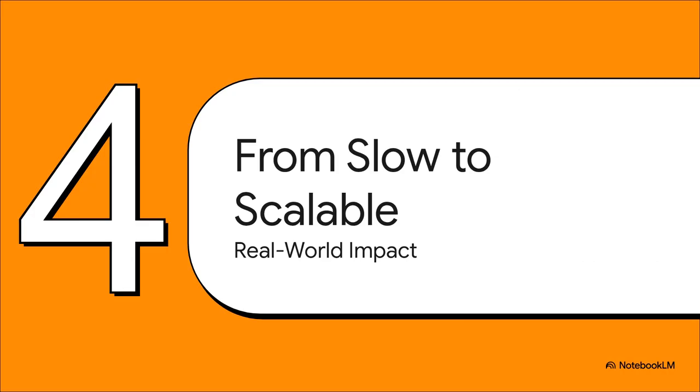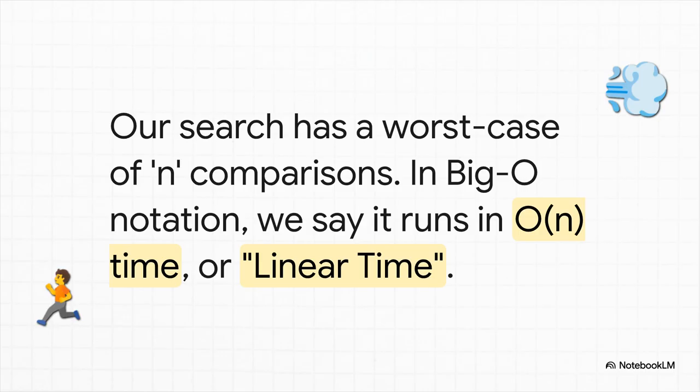Okay, so let's tie this all back to our simple search example and see what this means in the real world. So remember our little sequential search? We figured out that in the worst case, it took n comparisons. Now we have the language for that. We can officially say that sequential search runs in O of n time, or what we call linear time. It's a straight-line relationship. You double the data, you double the worst-case work.